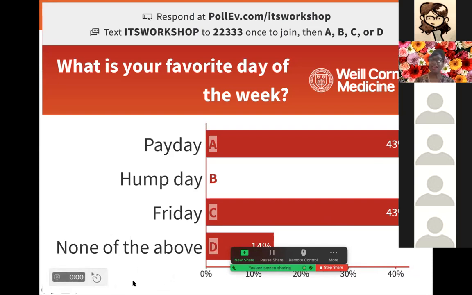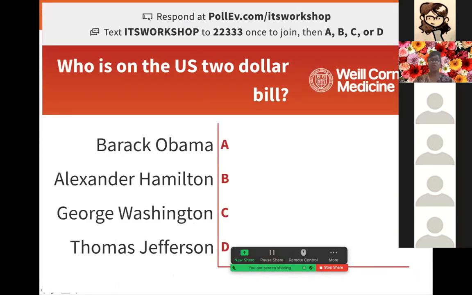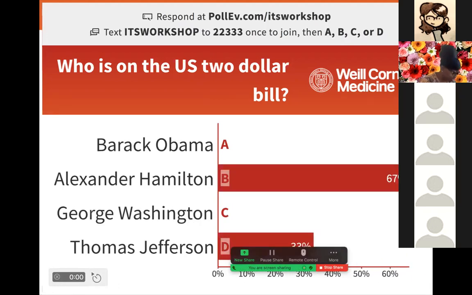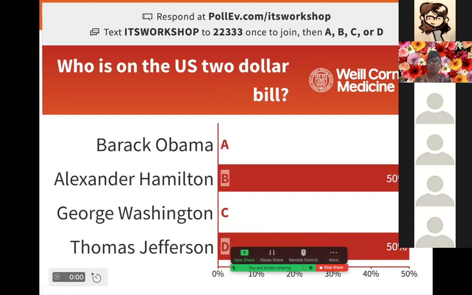So what we're gonna do now is another quick question. This is more of a trivia question, and you can use this to engage your users. What I'm using right now is Poll Everywhere. So if you can be so kind to respond to who is on the US $2 bill. Okay, let's see. We're going Alexander Hamilton and Thomas Jefferson. Okay, it's 50-50. All right.